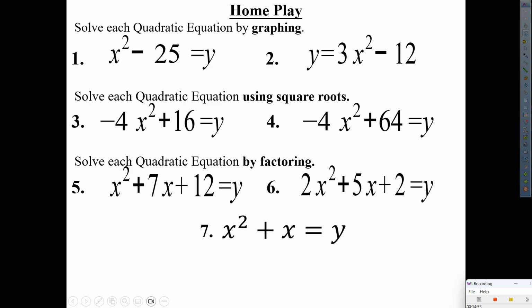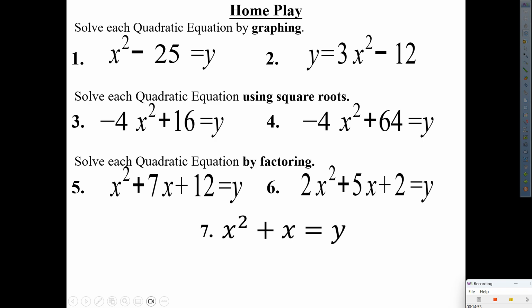So what is our main idea, everyone? What are we moving on to today? Quadratic equations, that is correct. All right, and today's basically solving quadratic equations three different ways. What are the three different ways? By graphing, square roots, and factoring.